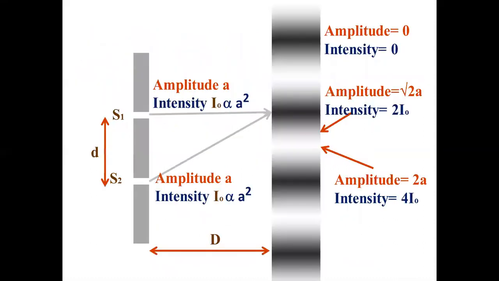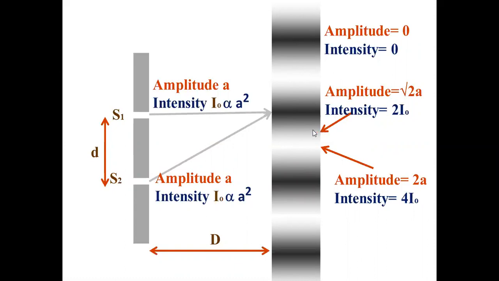That means, come back to the diagram. Intensity of one wave is proportional to a square. Intensity of another wave is also proportional to a square. At the place where they superpose crest on crest and trough on trough, they interfere constructively. Brightness is 4I0, amplitude is 2a. At the place where the dark fringe is produced, here and here, intensity is 0, amplitude is 0.